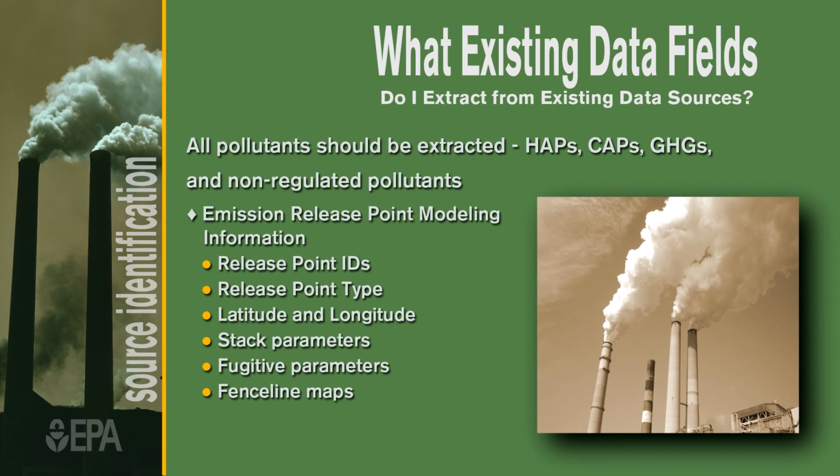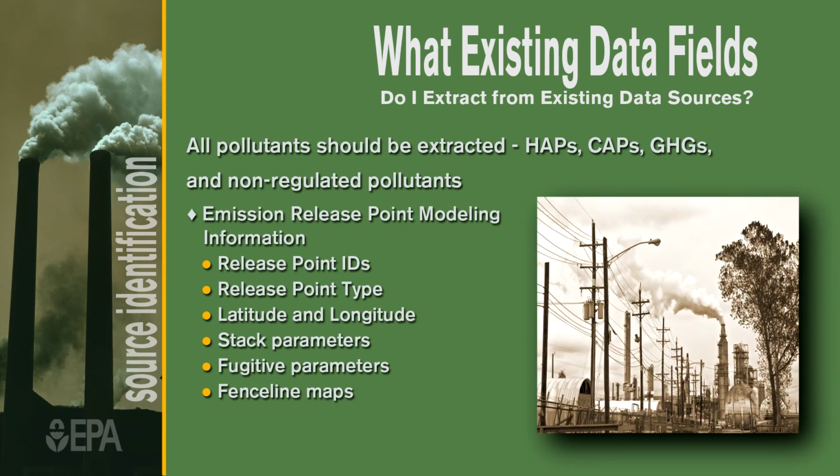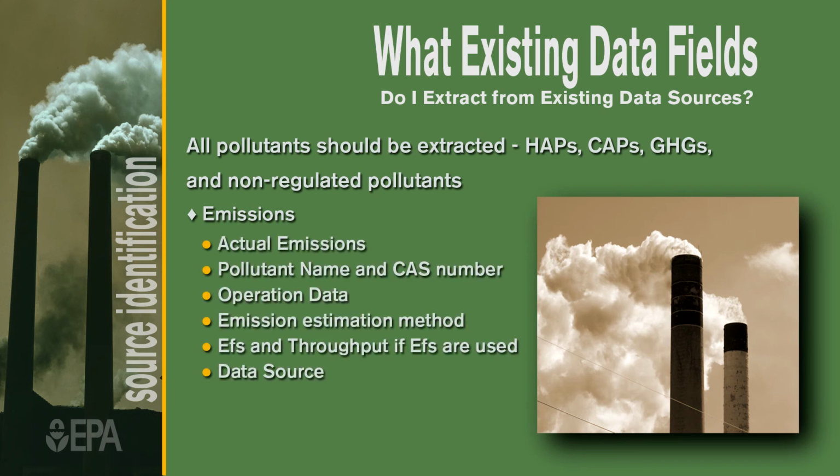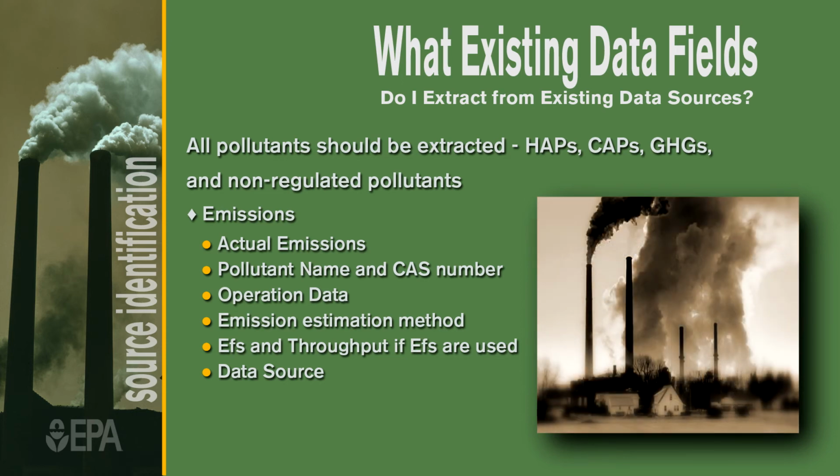This is very important so that we can know where population lives around the facility. In some cases, some large industrial sites have bought up a lot of property in order to reduce exposure to population or nearby residents. For the emissions, we need actual emissions. We may want to model the allowable emissions, or what's permitted. We need the pollutant name and the Chemical Abstracts Service number for that pollutant.